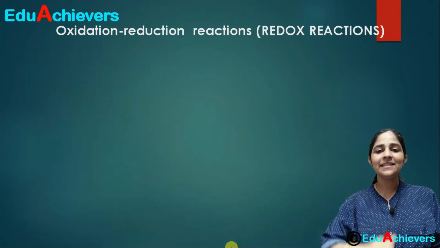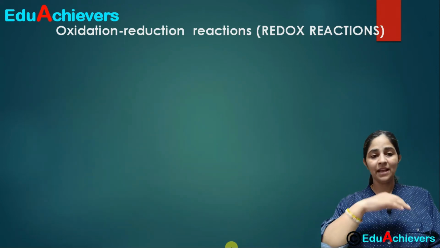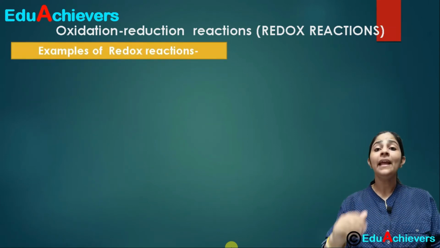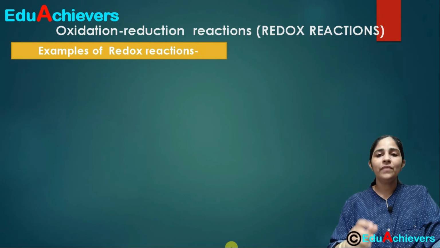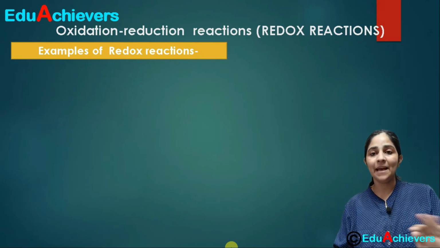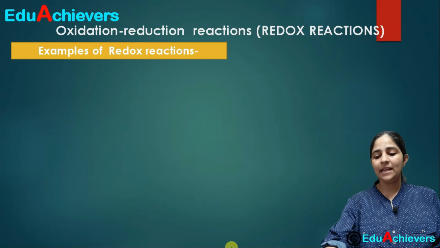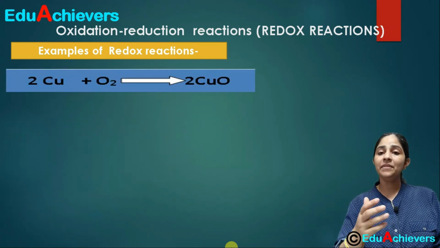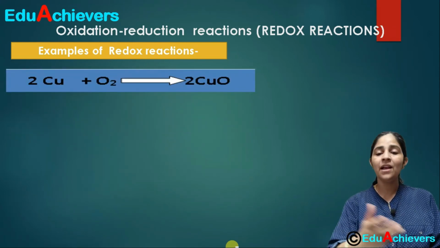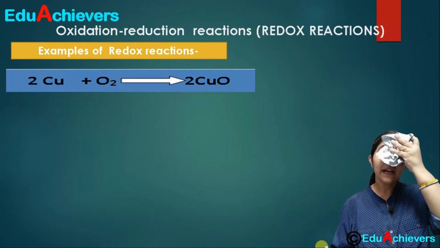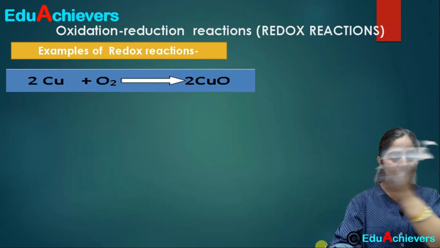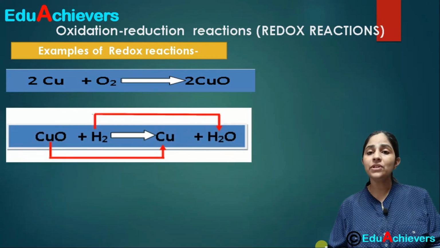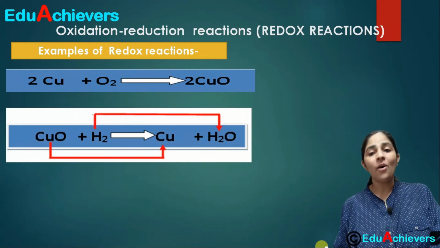Correct? The next thing which we need to talk about in redox reactions is the common examples which are given in your book. Fine. So whenever we talk about the common examples of this, we can take this first example. Whenever the copper reacts with the oxygen, copper oxide is formed. This is also an oxidation reaction. Fine. You can see that this is an addition of oxygen. So this is oxidation.